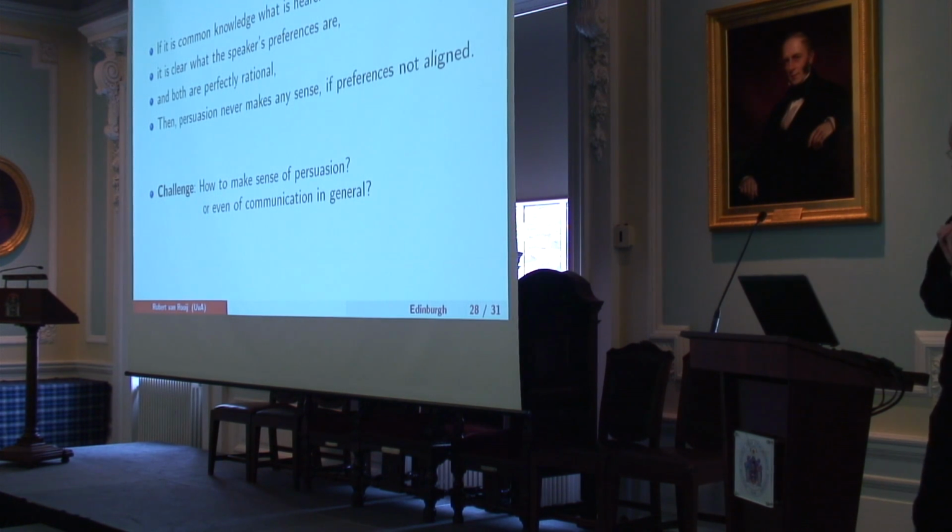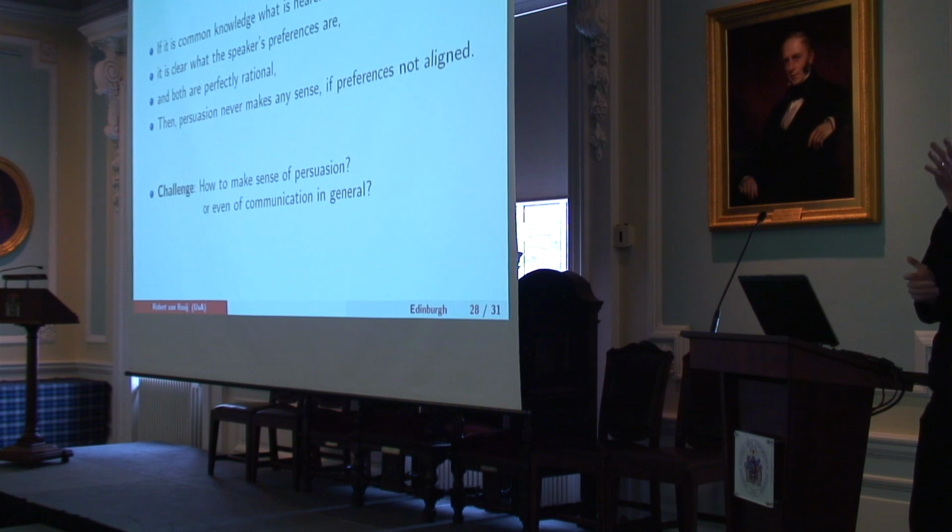here's the problem. If you use standard game theory, where it's common knowledge what the decision problem is, it's clear what the speaker's preferences are, and both people are perfectly rational, then you can show, it's a theorem, that persuasion never makes sense if the preferences are not aligned. But we want to account for persuasion, for a lot of communication where the preferences are not aligned. With standard game theory we cannot, because I always see through the reason why you try to persuade me.